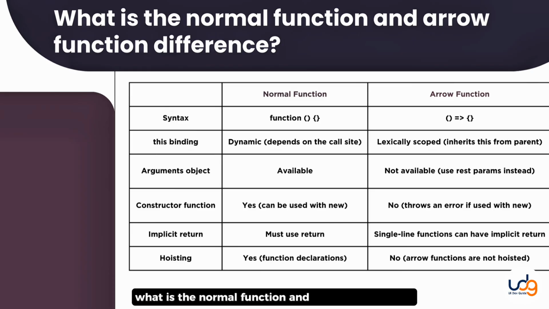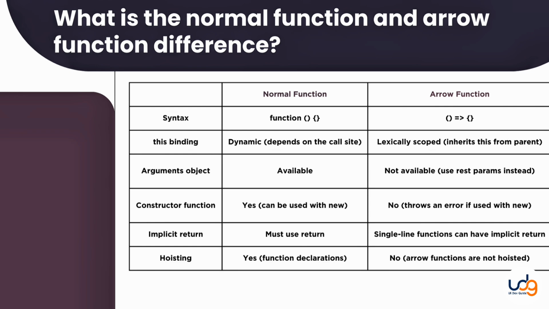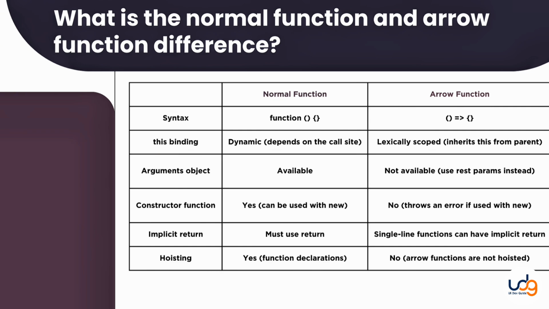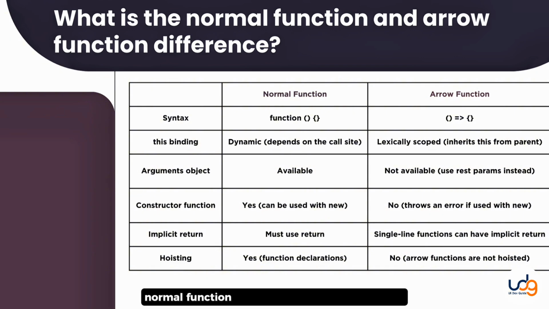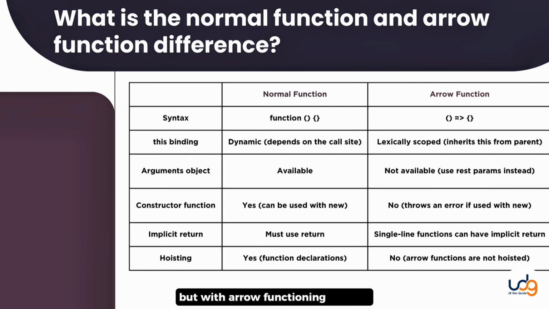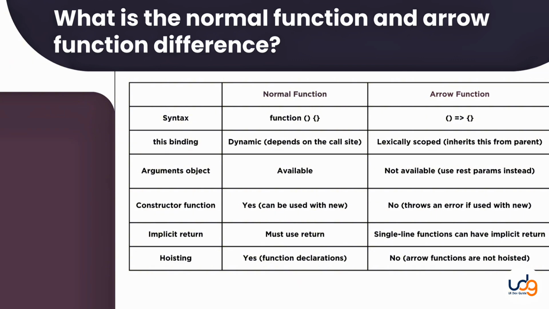What is the difference between a normal function and an arrow function? So a normal function is hoisted and an arrow function is not hoisted actually. So this is the first difference. A normal function also affects the this keyword. With a normal function, this refers to the current object, but with an arrow function, it directly goes to the parent or the global context.